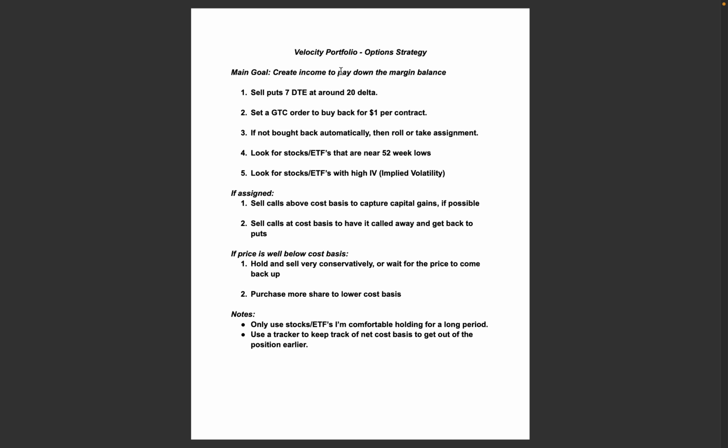So I just wanted to quickly run through what I'm doing with the option strategy in the portfolio. So now I've covered the 50% of money that I'd use for options and the 50% of the money that I use for high yield ETFs and stocks.